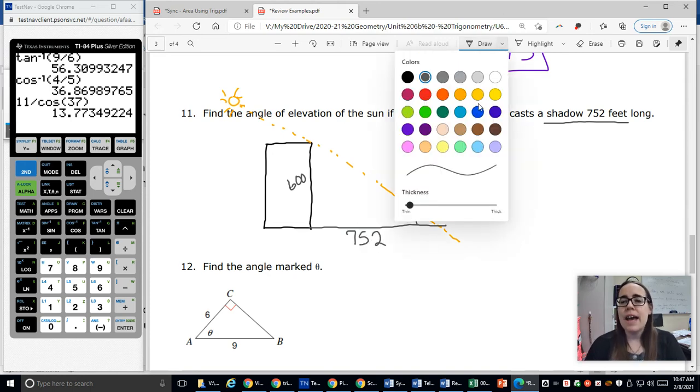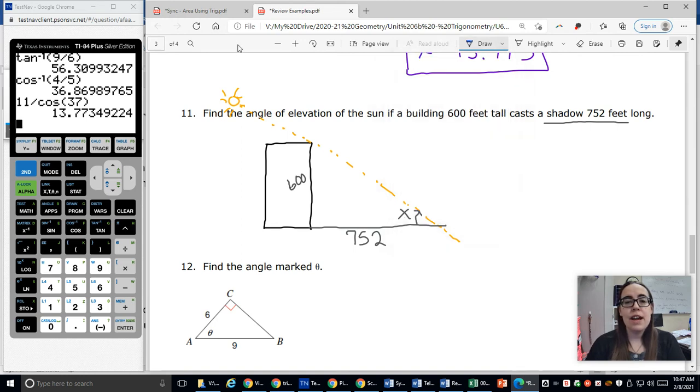Okay, so now let's look at labeling this triangle so that we can set up a trig function. I know I'm trying to find this angle right here, and coming out of that angle, I have a hypotenuse and an adjacent side. My hypotenuse is going to be across from the right angle made by the building and the ground, which means my 752 is the adjacent side, and my 600 over here is the opposite side. I'm going to look at SOH CAH TOA every time.